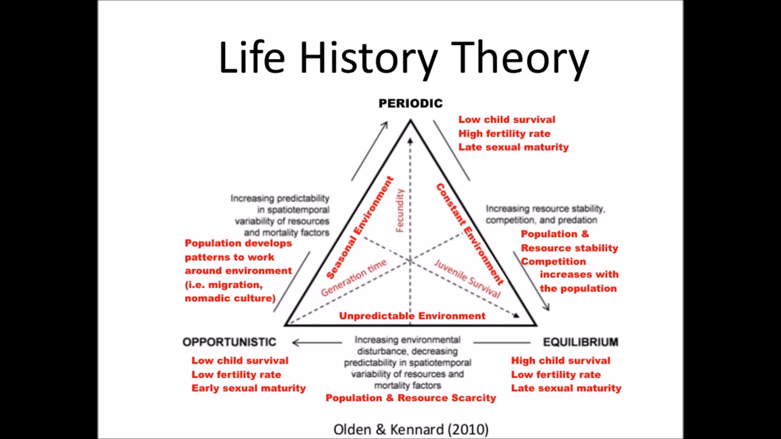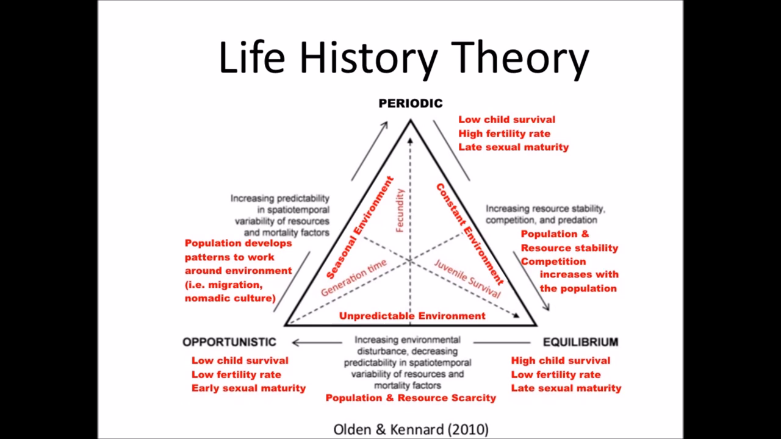So from the opportunistic phase, we reach a transition, and this transition is based on predictability. They're basically adapting to their environment. They're trying to thrive within a fluctuating environment by predicting when these transitions will occur. And this leads to what is known as the periodic phase. Now, the periodic phase is identified through low child survival, high fertility, and late sexual maturity. Now, from the periodic phase, you enter the constant environment. And this is the environment where it says, quote, increasing resource stability, competition, and predation. So the environment is more or less stable.